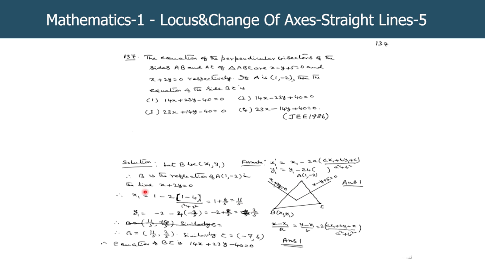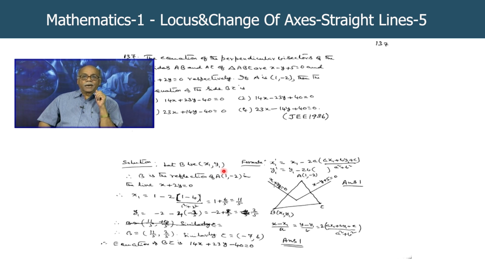So if you use the reflection or image formula, and all of you know, if (h, k) is the image of (x1, y1) in the line L: ax + by + c = 0, then h = x1 minus 2a into (ax1 + by1 + c) by (a square plus b square), and k = y1 minus 2b into (ax1 + by1 + c) by (a square plus b square).